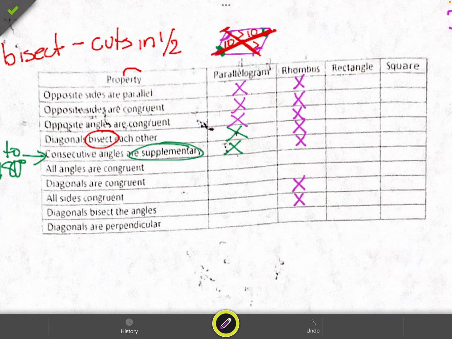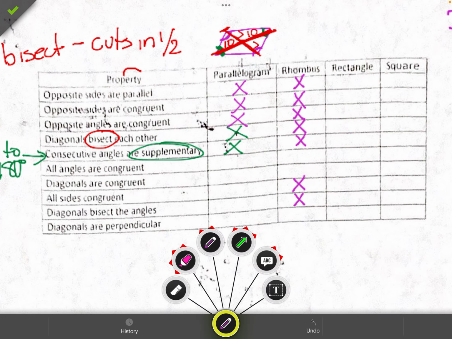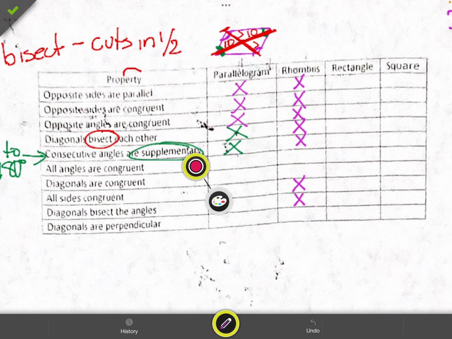And so remember, diagonals are the segments that run corner to corner through your shape. And bisects, we talked about that yesterday. Okay, I'm just going to circle it again. Bisect means cuts in half. So we already have that written up here in the top in red. So the diagonals bisect the angles.